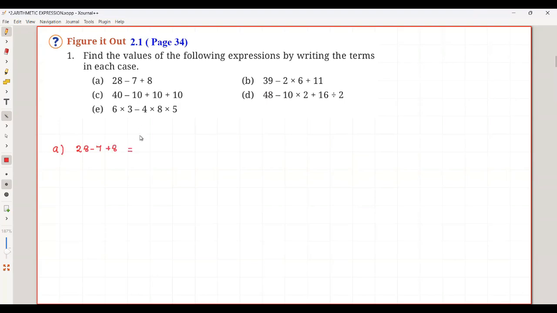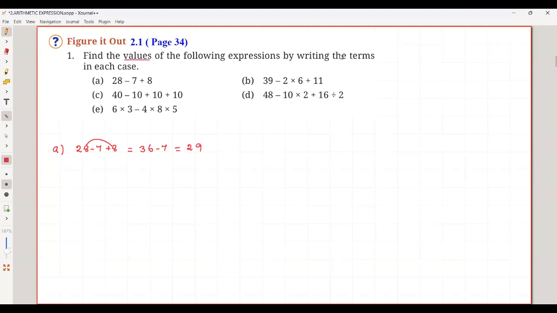According to the BODMAS rule, I have to follow: first we have to do the addition or subtraction. You have to check, BODMAS, M-A-S, subtraction at the last. So first you do the addition. 28 plus 8 is 36. 36 minus 7, you will be getting 29. So the value of this expression is 29.